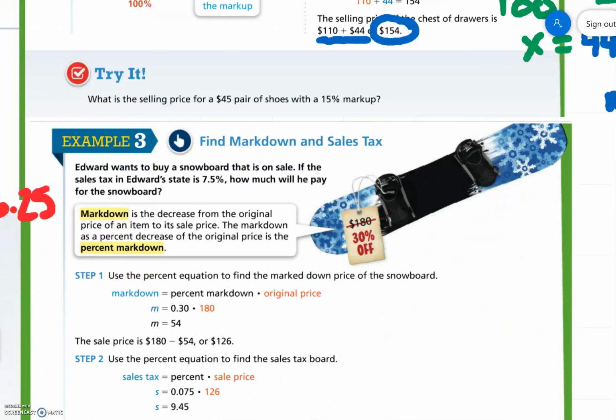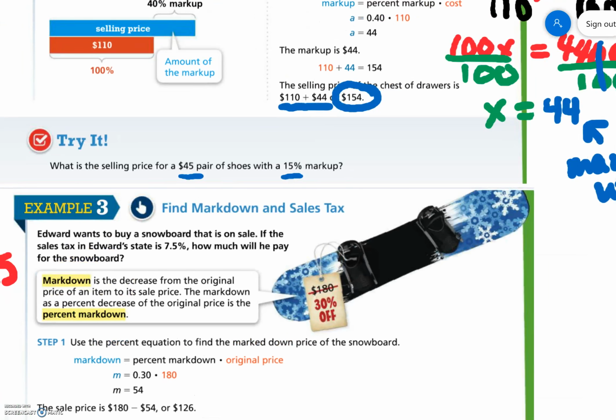Let's try it. What is the selling price of a $45 pair of shoes with a 15% markup? So we know 15%, so that 15 goes over 100. And we know that the shoes were bought for $45, but we don't know how much they were marked up by. So we cross multiply. 45 times 15 equals 675.